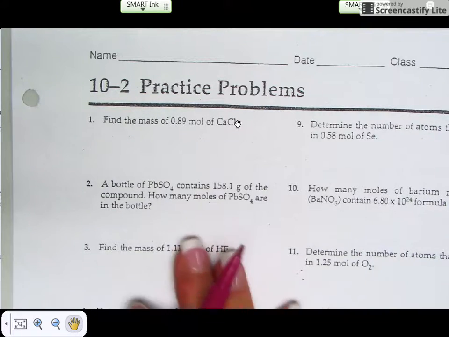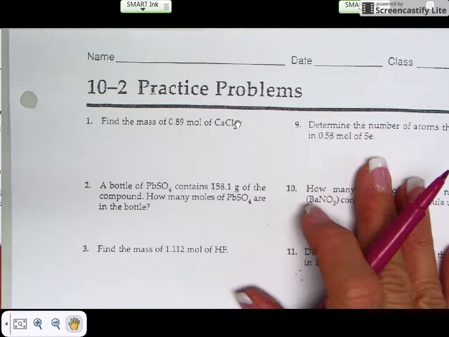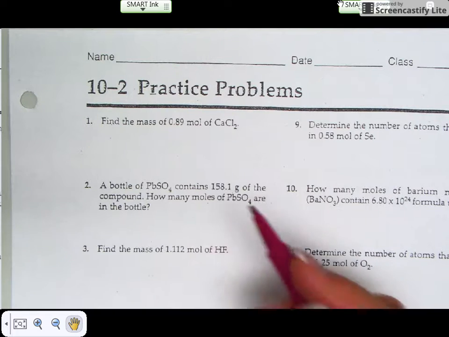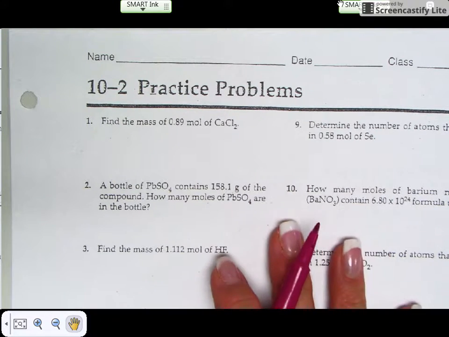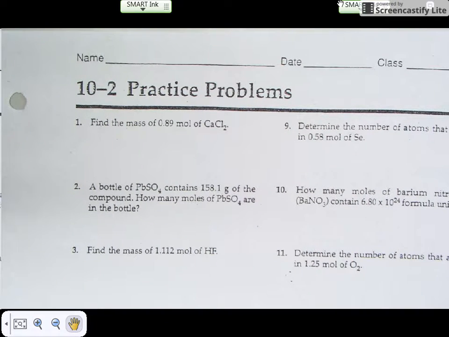If you would get out your worksheet, which is titled 10-2 Practice Problems, we're going to look at some of our one-step and our two-step problems. You might want to have your notes handy to refer to, as I will be referring back to some things that we wrote down in that section.